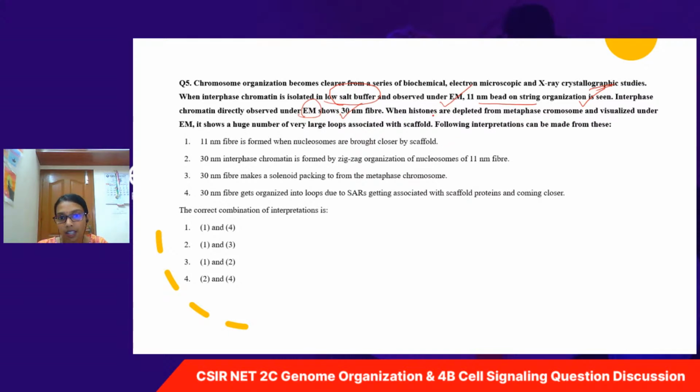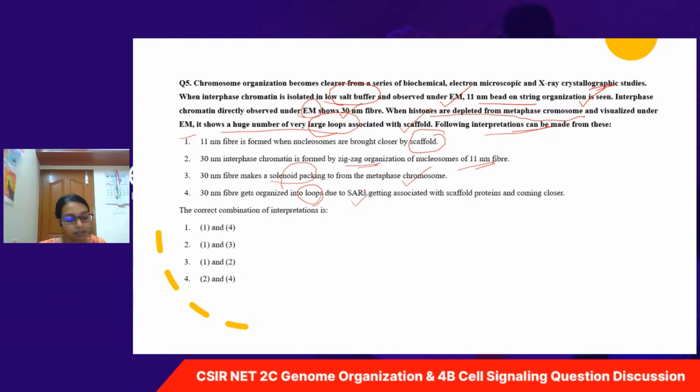When histones are depleted from the metaphase chromosome and visualized, it shows a huge number of loops associated with scaffold. Based on this observation, the following interpretations were made. 11 nanometer fiber is formed when nucleosomes are brought closer by scaffold. 30 nanometer fiber is formed by zigzag organization of nucleosomes of 11 nanometer fiber, or the 30 nanometer fiber makes a solenoid packaging to form metaphase chromosomes, or it is organized into loops due to SARs.